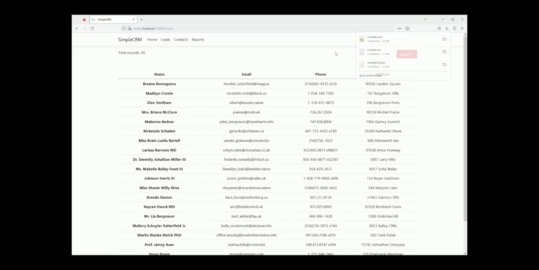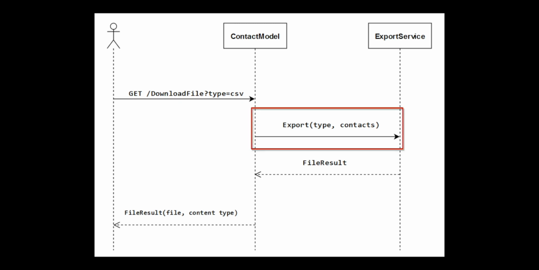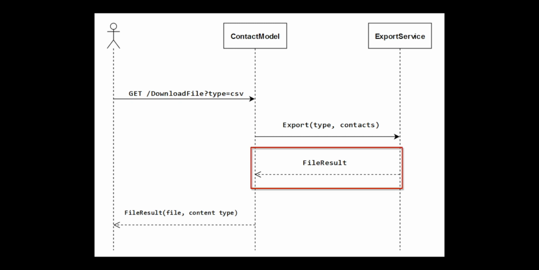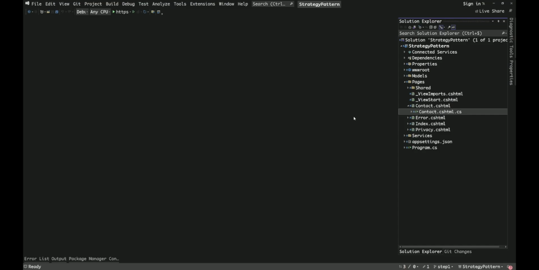Let's take a look at a sequence diagram. A user asks for a list of contacts in a specific format by making a request to the contact model. The contact model uses the export service to create a file in the requested format with the contact data. Once the file is created, the contact model sends this back to the user.